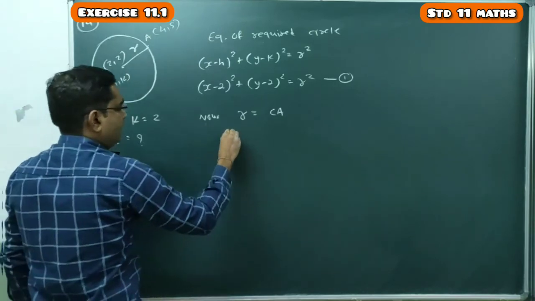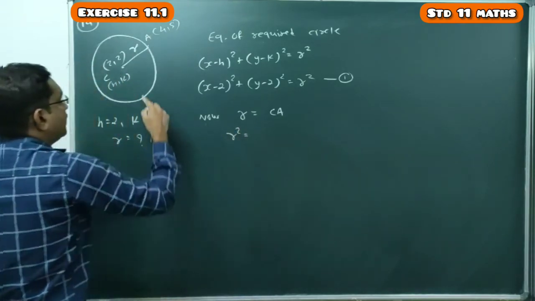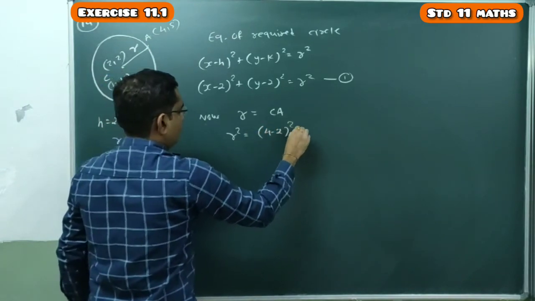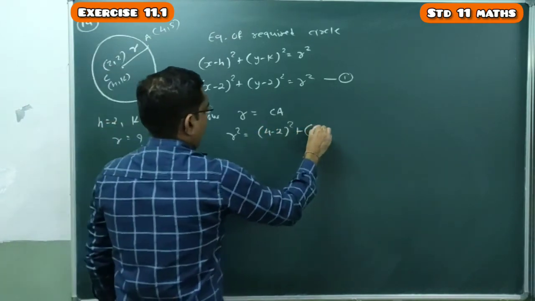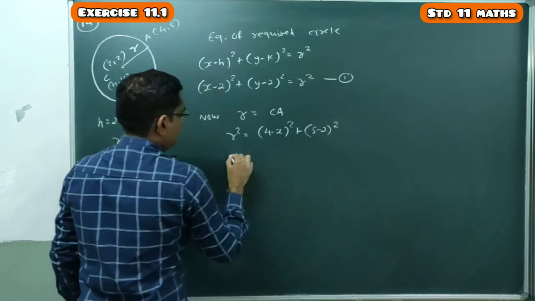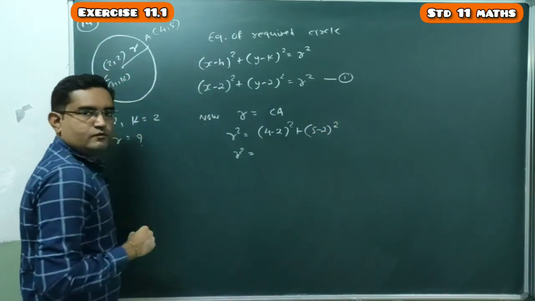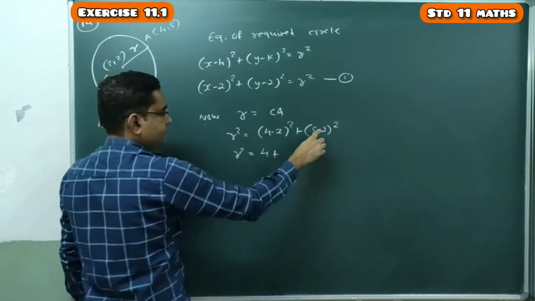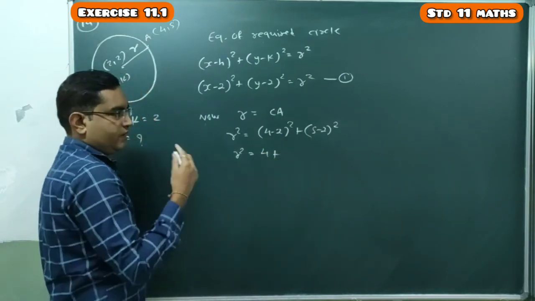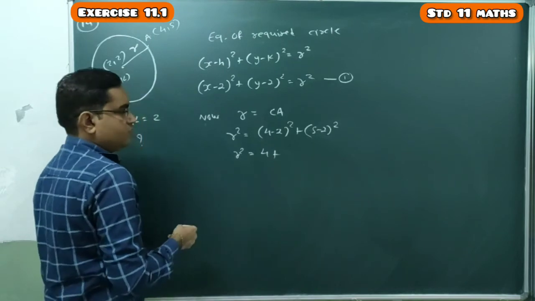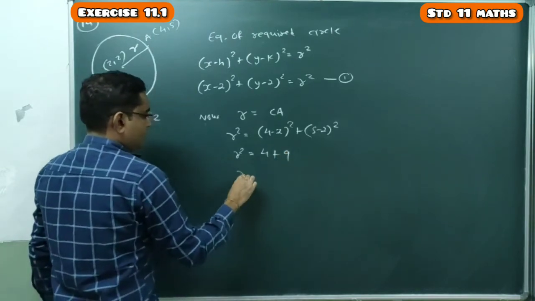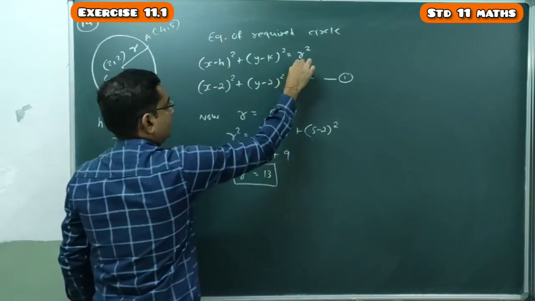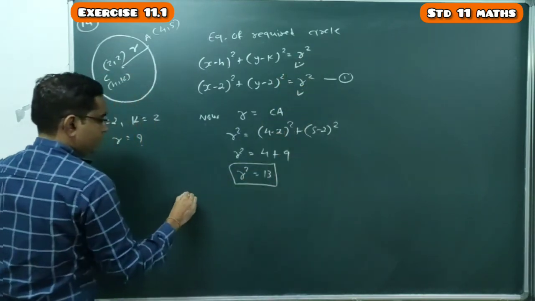So r square will be the square of the distance. Using the distance formula, 4 minus 2 whole square plus 5 minus 2 whole square. So r square is 4 minus 2 whole square, 2 square, 4, plus 5 minus 2, 3 square, 9. So r square will be 13, and we need r square only.